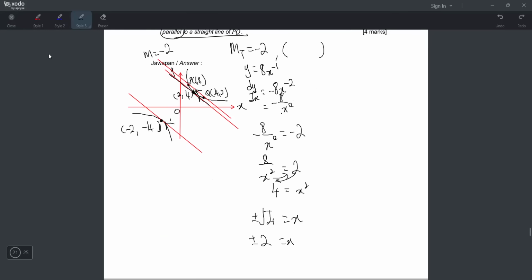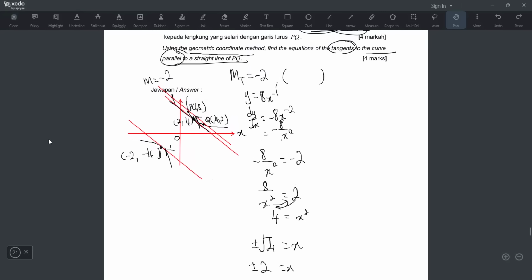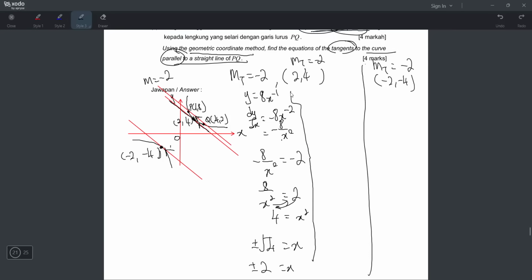Okay, so now with the points, now we can find the equation already. Okay, so the first point is (2, 4) with the gradient of the tangent -2. And then later I have to do one more time for the same gradient -2, but the other point is (-2, -4), like that. The formula I will use to do the equation is y minus y1 equals gradient times x minus x1. So y minus 4 equals gradient -2 times x minus 2.